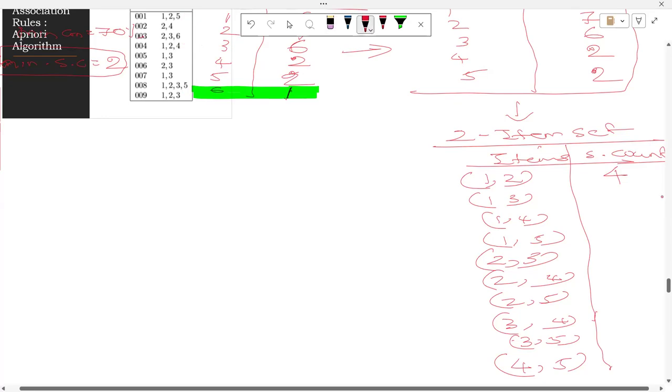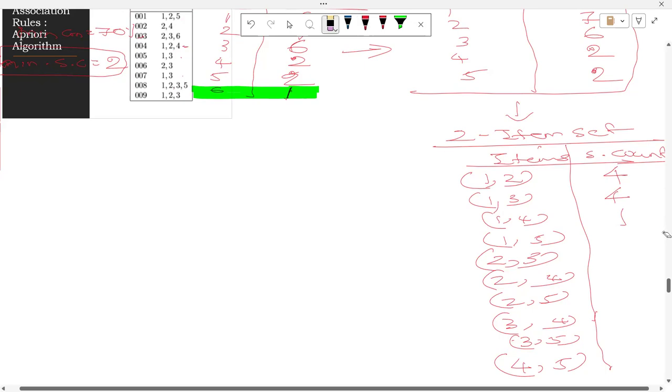Now we are dealing with two item sets. Among the two item sets, we look at how many transactions include each. What is the support count of 1,3? 1, 2, 3, 4. So 4. Now similarly do it for all. For 1,4, how many? Only 1. Only one transaction has 1,4.